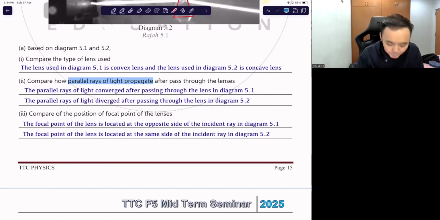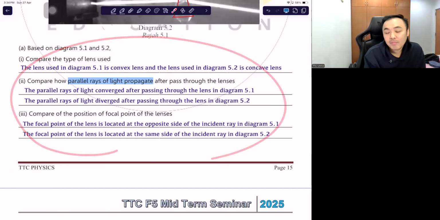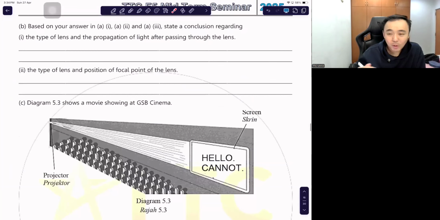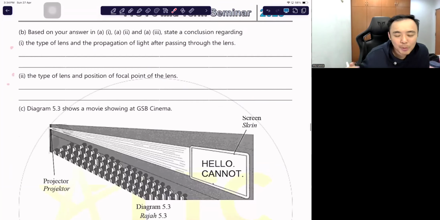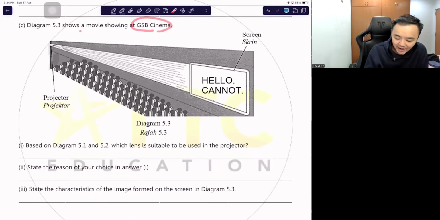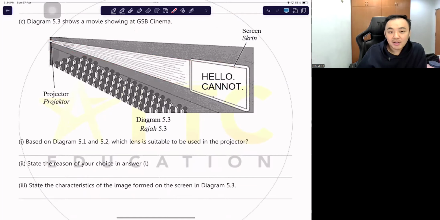Okay, but for meanwhile, are you done for this answer here? Can? Move on. Okay, now, this one I leave it to you. Conclusion, you just put together whatever we said just now. Okay, now in diagram 5.3 here, it shows the cinema projector showing you this screen. 5.1, 5.2, which lens is suitable to use in the projector?